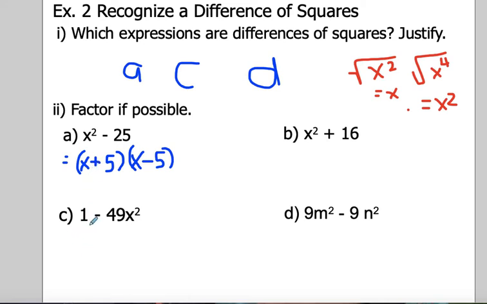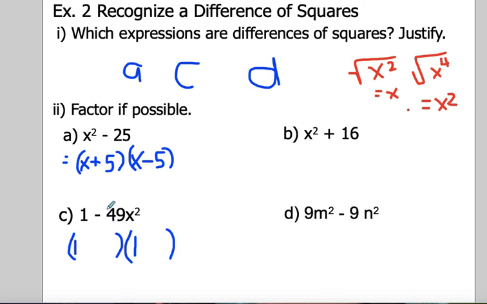So we'll take a look at this one. So we said 2 terms, both perfect squares, separated by a subtraction sign. This is a difference of squares question. So draw your 2 sets of brackets. Square root the first term. The square root of 1 is 1. If you don't know, use your calculator. So each set of brackets gets a 1.